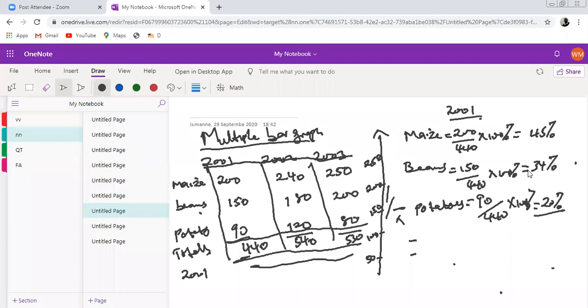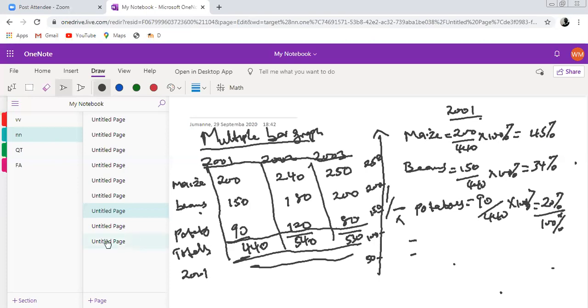If I add these, they are supposed to give me 100%. Are they coming to 100%? I know because of rounding off. They are supposed to give us 100%, but I can see they are 99. But I know it is because of rounding off; if you write them without rounding off, they will add up to 100%. So in preparing your percentage bar graph, you need to note these percentages. The maize has a percentage of 45, beans 34, and the other one 20.